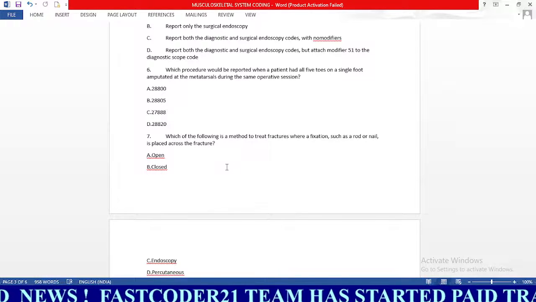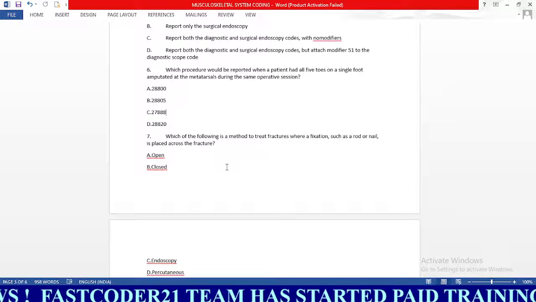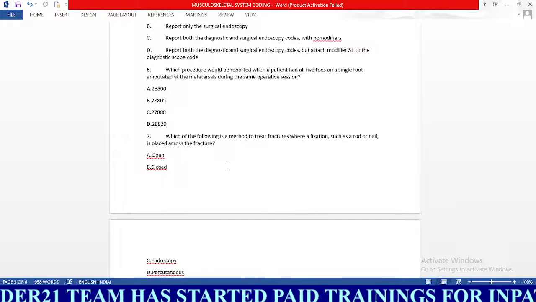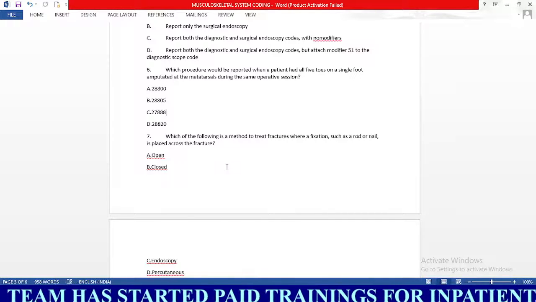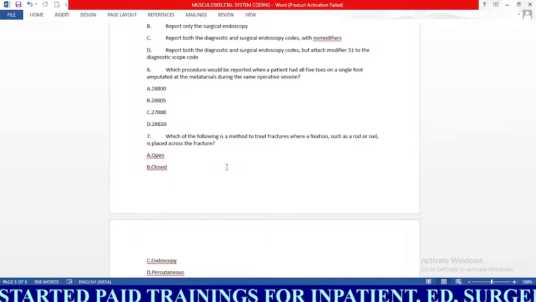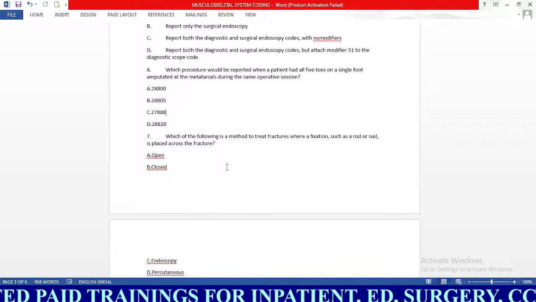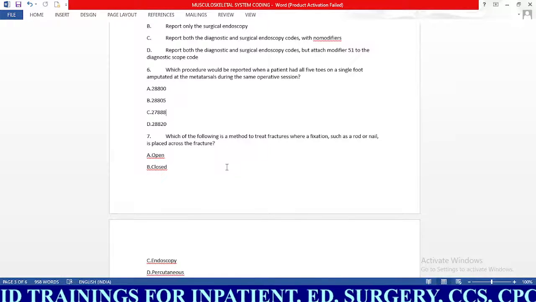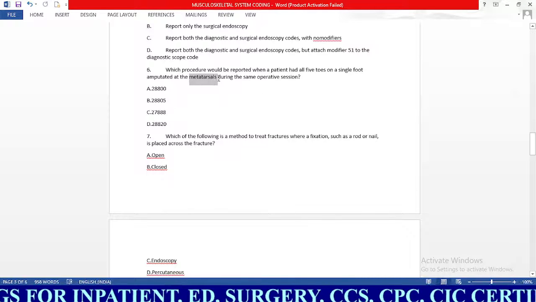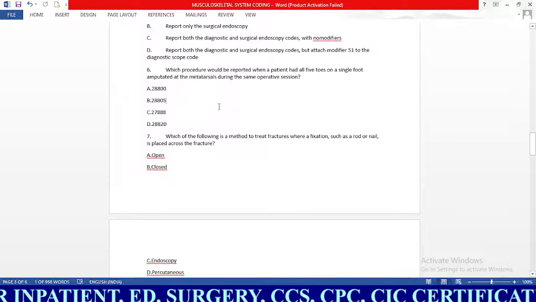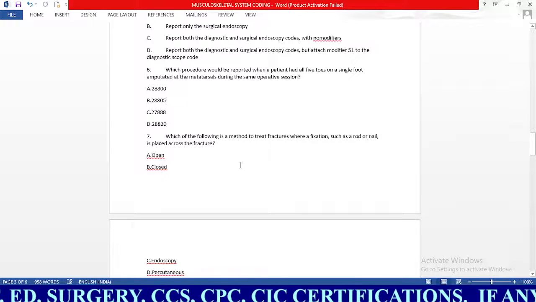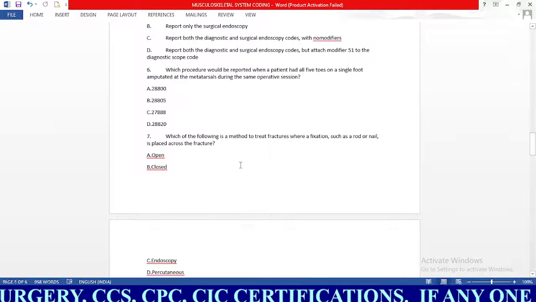Srinath, you need to remember D is wrong, as D is for the metatarsophalangeal joint, not for metatarsals. And A is for mid-tarsal, not metatarsal. That's why I told you we need to identify the correct keyword. See here it is metatarsal, not mid-tarsal. Okay guys? Try to remember these keywords when coding operative reports.